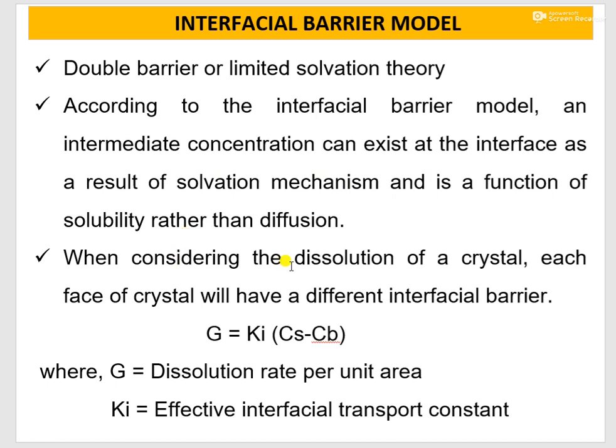When considering the dissolution of a crystal, each phase of the crystal will have a different interfacial barrier. The equation will be G is equal to Ki into (Cs minus Cb), where G is the dissolution rate per unit area, and Ki is the effective interfacial transport constant.